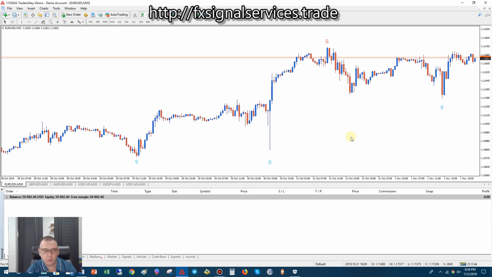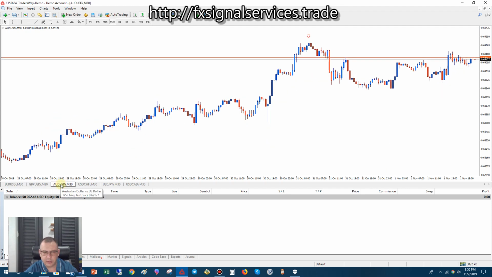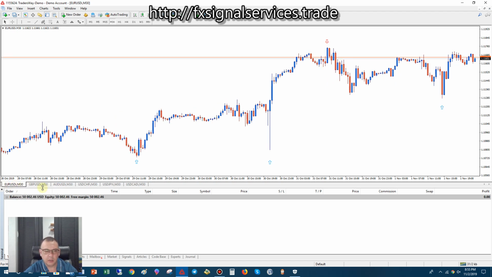So, to begin with, if we look at the EURUSD, GBPUSD, and the AUDUSD, okay? If you look at these three major currency pairs, we all see that they had a steady uptrend, which is pretty much what I predicted the previous week, okay?